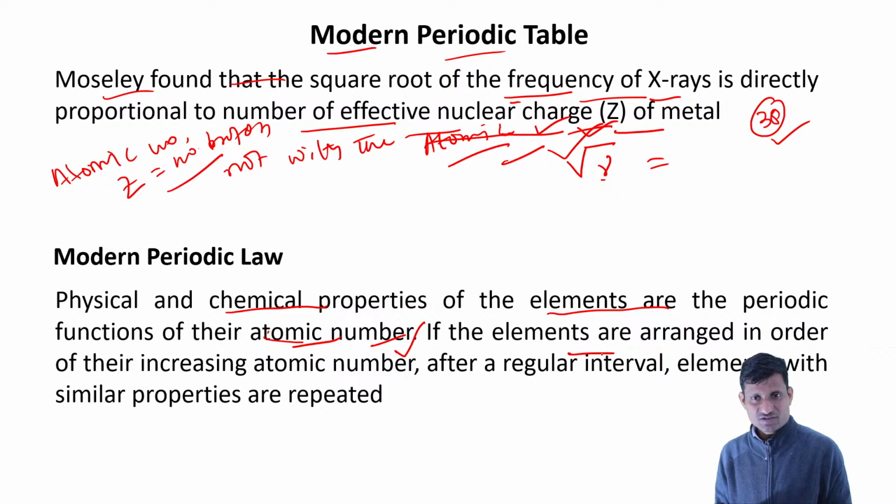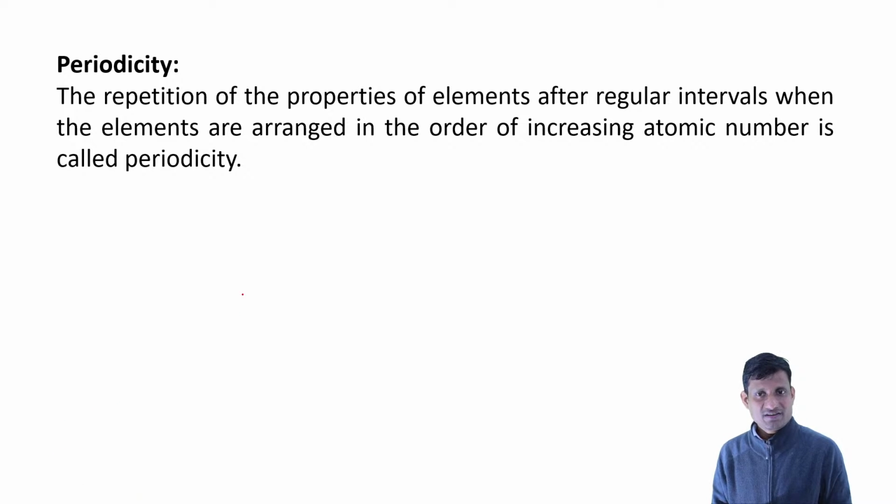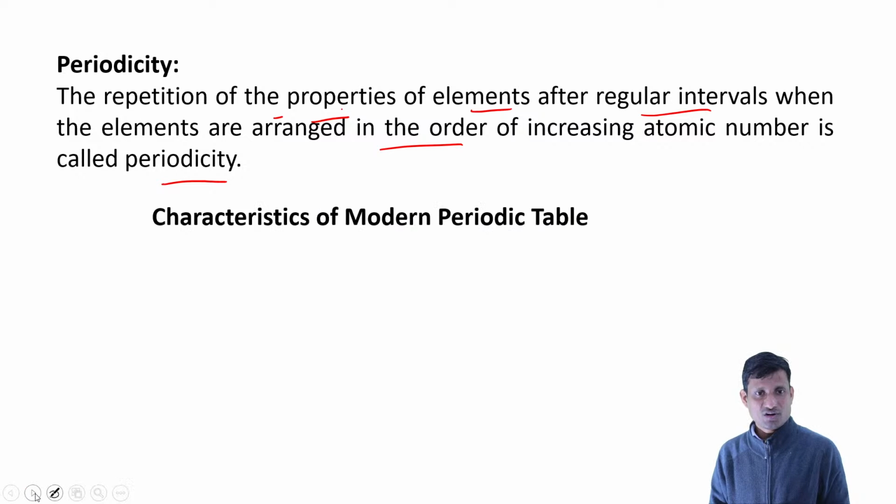Now we arrange all the elements with increasing atomic number, and after a regular interval, elements will have similar properties. This is what we call periodicity. Periodicity is the repetition of the properties of the elements after a regular interval, when the elements are arranged in the order of increasing atomic number. So this is what we learn about the modern periodic table.